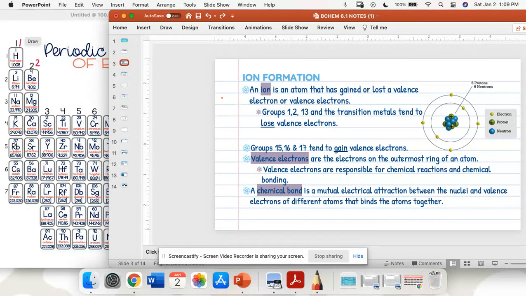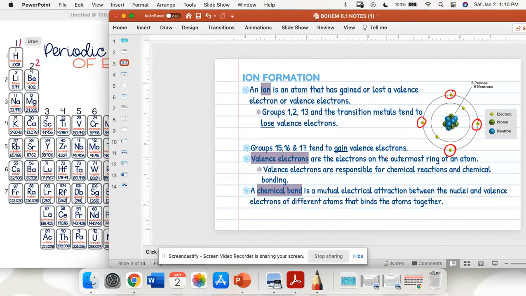So groups 1, 2, and 13, and the transition metals, so those ones that are in the blocks 3 through 12 on the periodic table, they lose valence electrons. So if you remember, valence electrons are the electrons on the outermost ring. So if you're looking at this example over here, this electron, this electron, this electron, and this electron are the valence electrons because they are on the outermost ring. So groups 15, 16, and 17 on the periodic table tend to gain electrons. Remember, they're all trying to get to 8, except for a few, which we'll go over in just a minute.